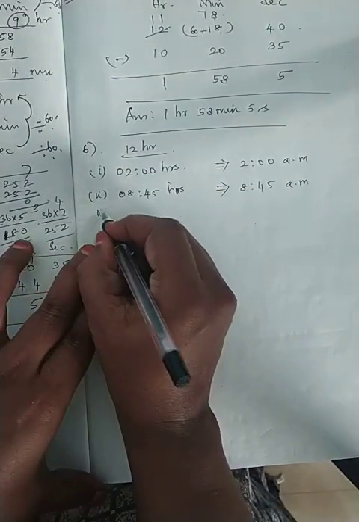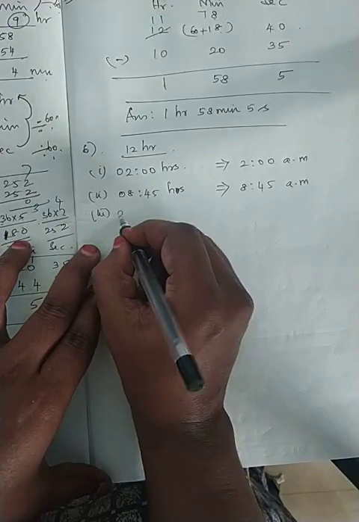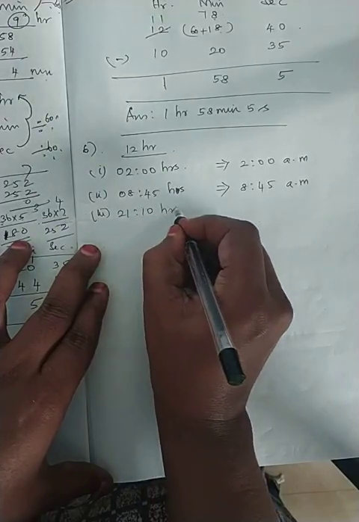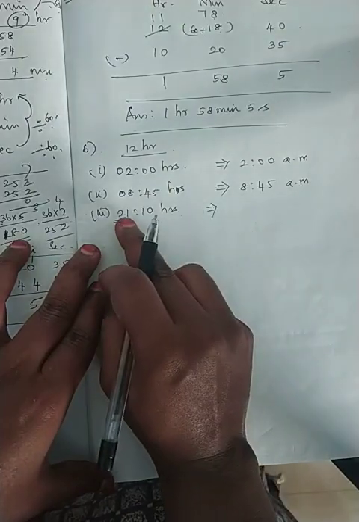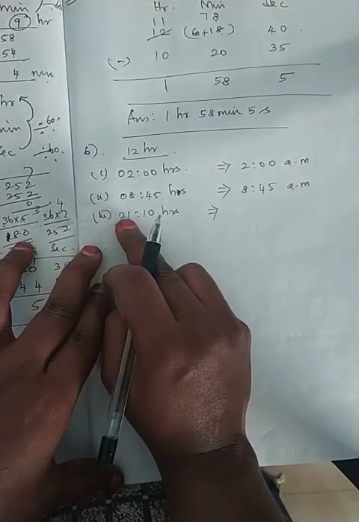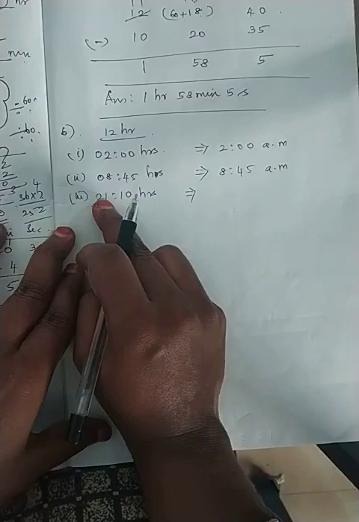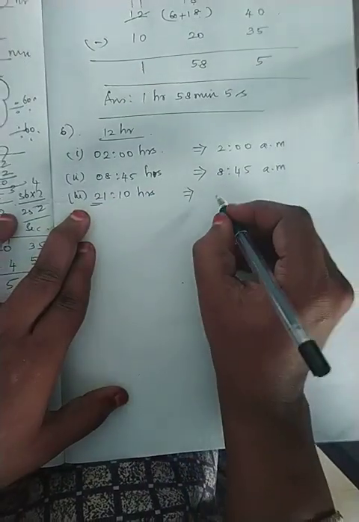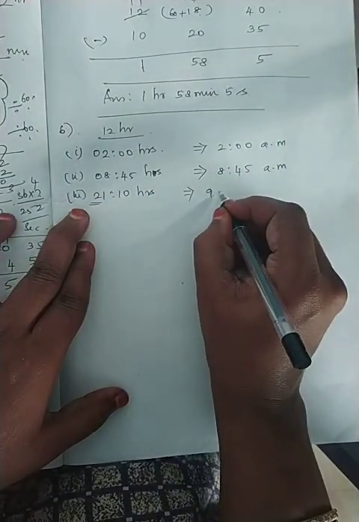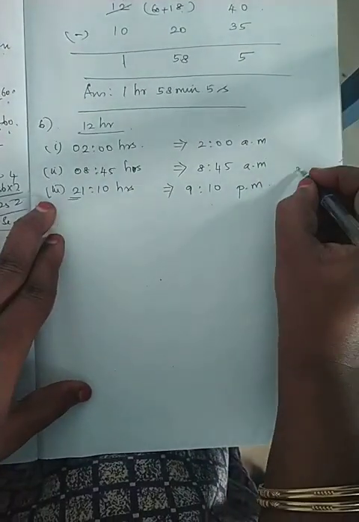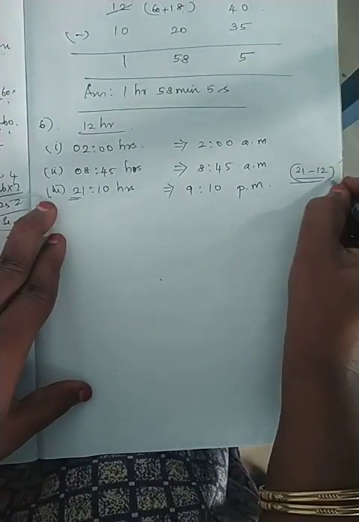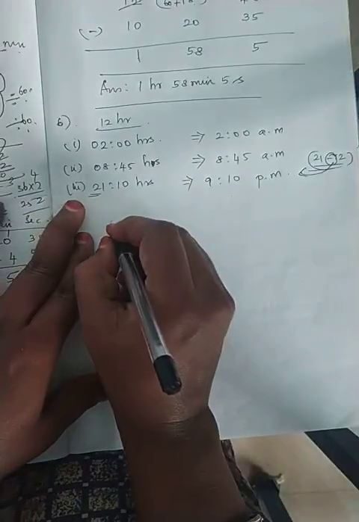Next, coming to the third one, 21.10 hours. See, this is more than 12. So I should subtract 12 from 21. 21 minus 12, I will be getting 9. Is it not? So this is 9:10 PM. Because I am subtracting 21 minus 12, the moment I get a result, this should become PM.